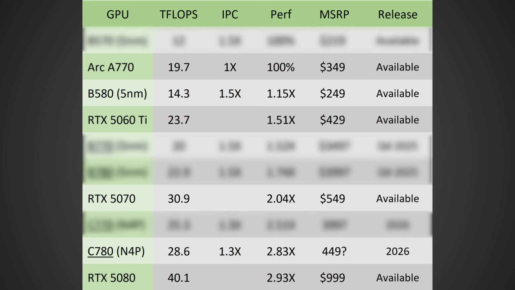And then let's take a look at the C780. Now, if they do choose to produce this graphics card, and I'm a little on the fence whether or not they will, well, this actually would come in just behind the RTX 5080. And I think they would target a price point between $450 and $500. So once again, you're talking about an RTX 5080 effectively.